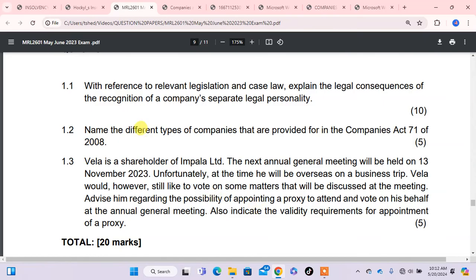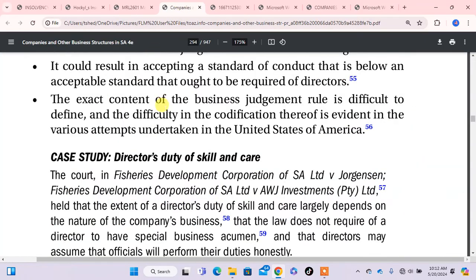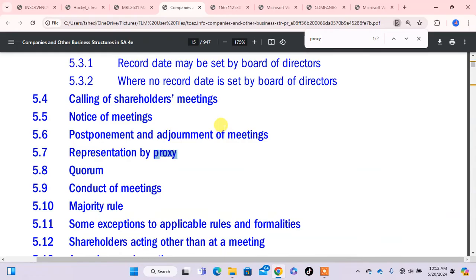Right. So even here in this book that I've told you about, there is a section dealing with the proxy. Proxies are everywhere, right? They're represented by proxy. I'll check.